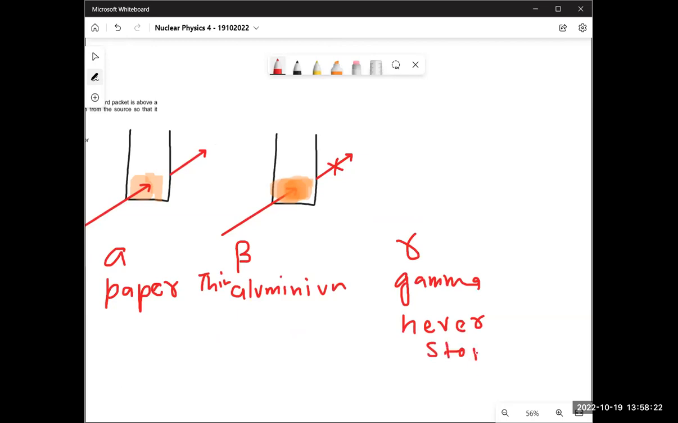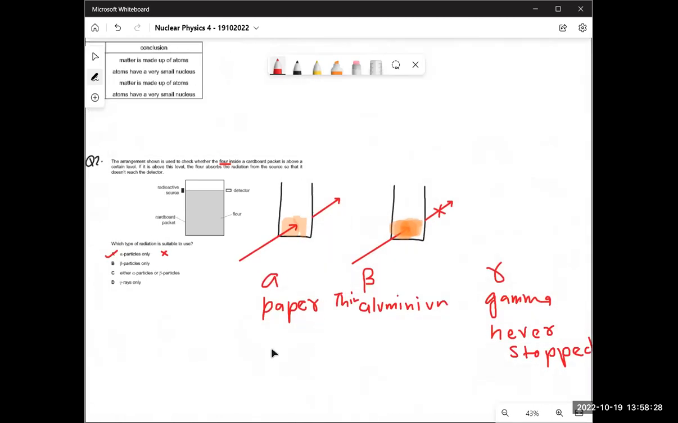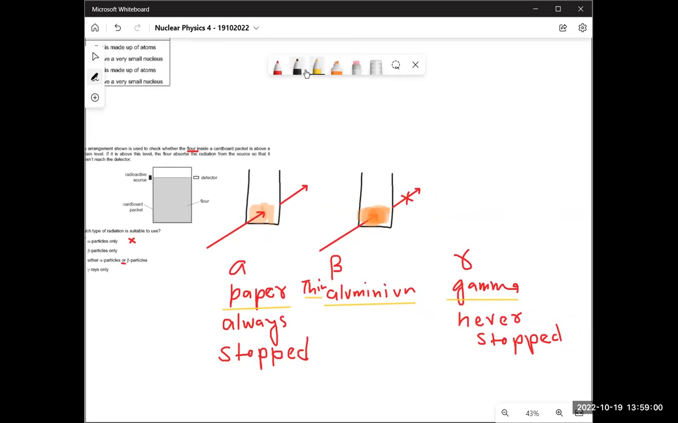Which is the correct option then? Alpha and beta. Now we can only use one type. That's the question. We can't use both. It's an or option. So you have either this or this, but you have to choose one. The alpha is always stopped by anything like paper, but beta is only stopped by thin aluminium, and gamma is never stopped, except by lead.